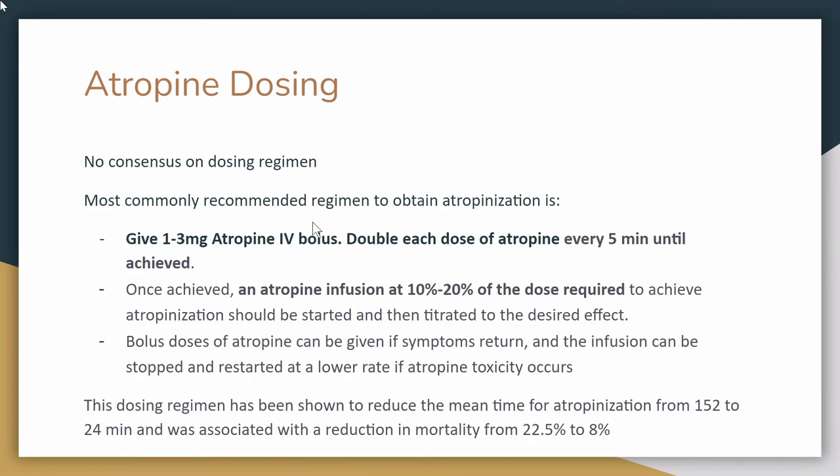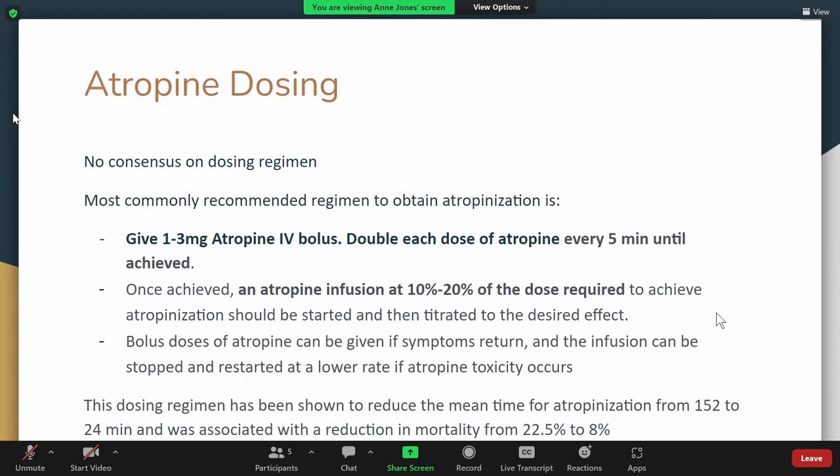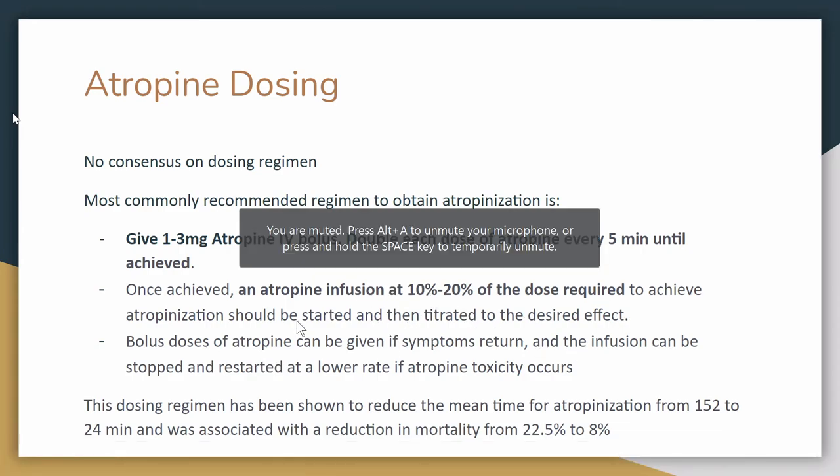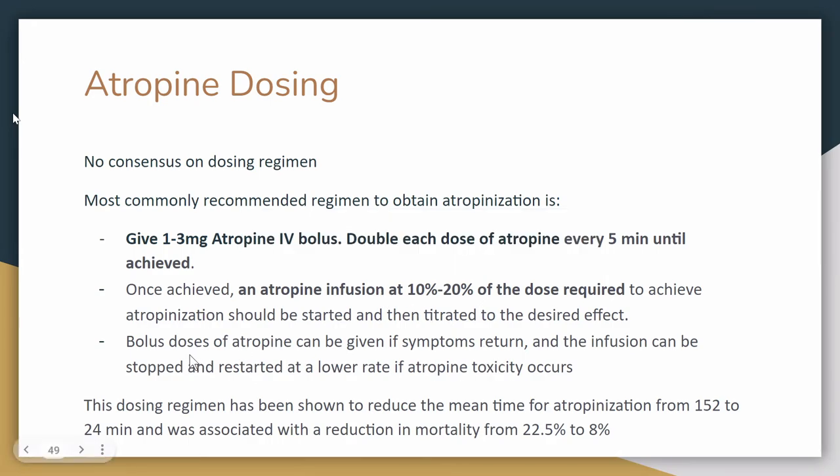Once you get to your goal, you start a drip at 10 to 20% of the dose that was required. And then you can titrate this, which we'll talk about on the next slide. If the symptoms come back despite them being on the drip, you can give more boluses of atropine. This dosing regimen has been shown to reduce the mean time of atropinization from 152 minutes down to 24 minutes. And there was a huge reduction in mortality. So that's why I went with this one.